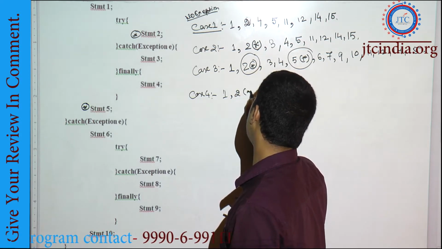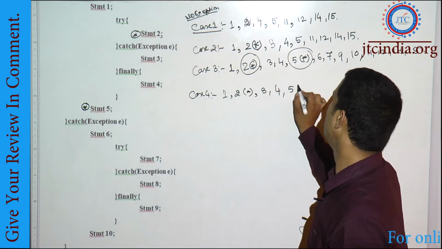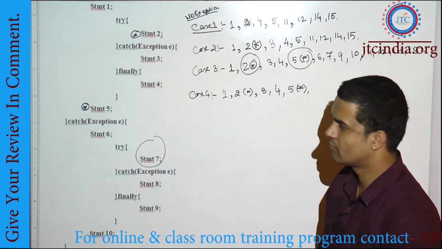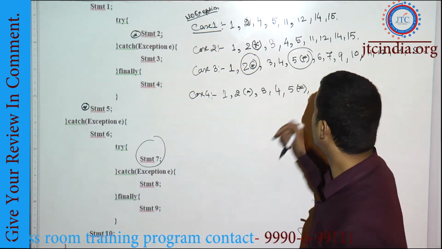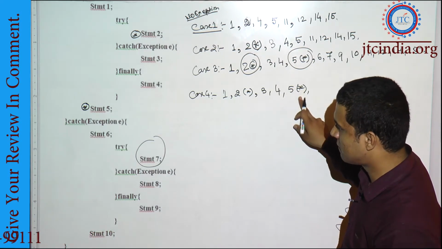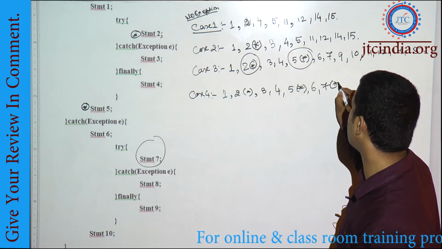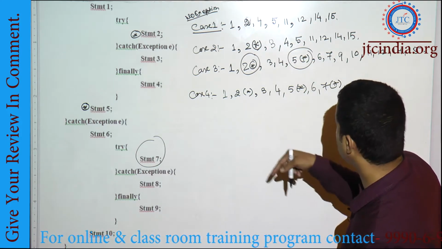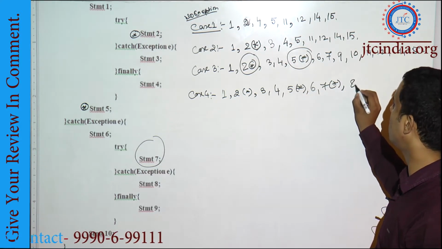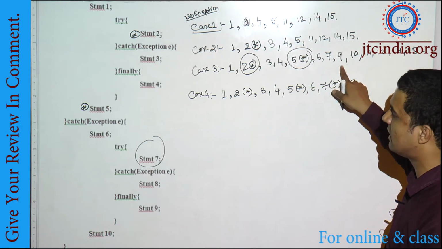2, here an exception occurred, 3, 4, 5, here also an exception occurred. Now, an exception occurred at 7 also, which is within the catch. So statements 1, 2, 3, 4, 5. After 5, what is going to be done now? 6, 7, here also an exception is going to occur. After the exception at the 7th, what is it going to process next? 8, because an exception occurred at statement 8, so 8 is going to process it. If you look at the above cases, 8 is not there.